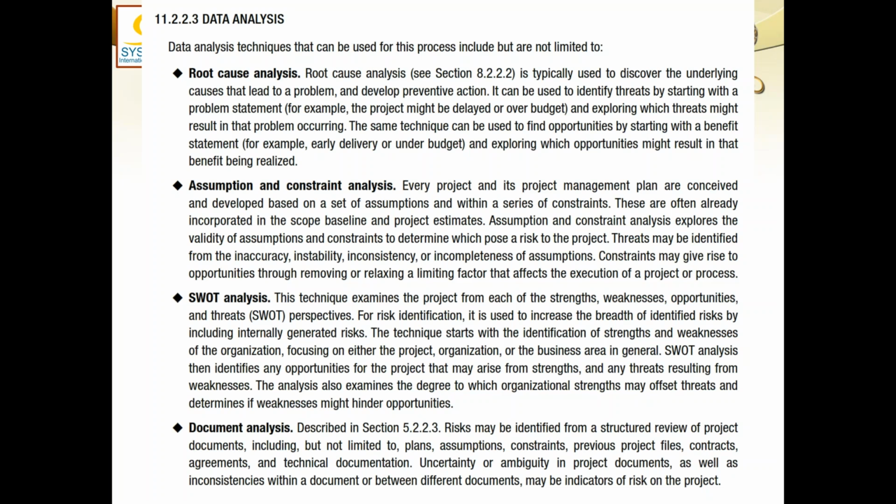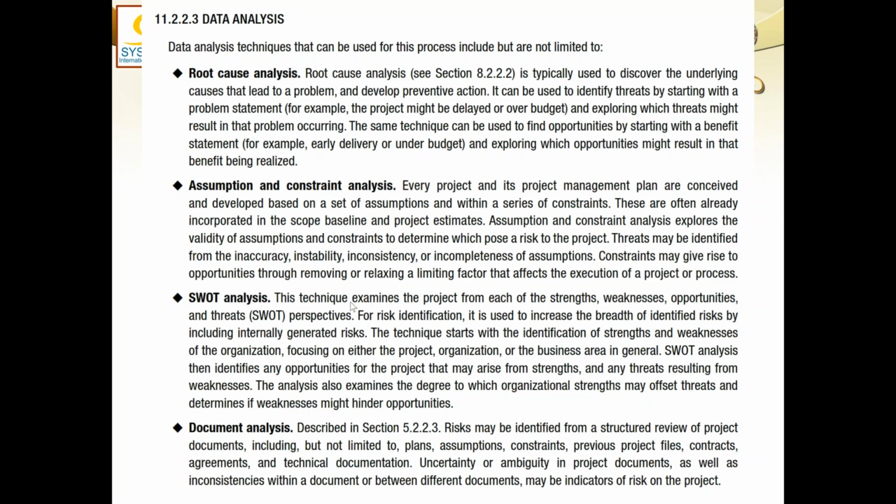If your assumptions were not taken correctly, although assumption in itself is a risk, but while you were taking the assumption, if you were not accurate, you were not really stable about it, not consistent, or you have not completely defined the assumption, then probably this increases the risk of assumption. Constraints may give rise to opportunities through removing or relaxing a limiting factor that affects the execution of project or process. This is a very interesting phenomenon where there is positivity in negativity. So when you have a problem, you have an opportunity to fix the problem and improve the system. So constraints may give rise to some kind of opportunities, and you would know that these are the constraints, and if I can somehow remove this constraint, I can benefit this way.